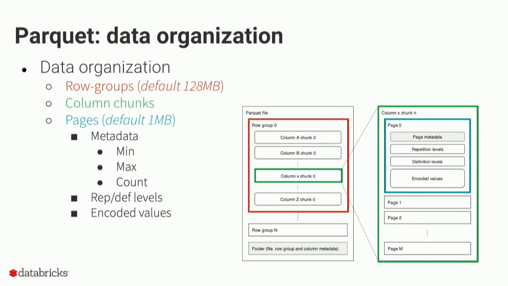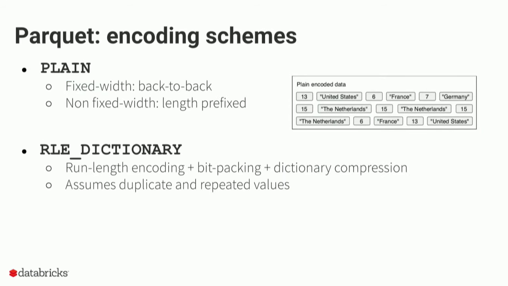The data pages have things like metadata, such as the minimum value, the maximum value, the number of values in that page, repetition levels, and definition levels, which I won't get into, but it's basically a means to reconstruct nested schemas. And you have your encoded values themselves. One thing to note is that you also have metadata at the row group level, but these are stored in the footer. And I'll get back to why that is nice to have all the metadata in one single location later.